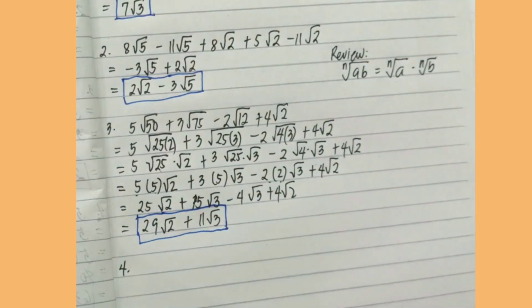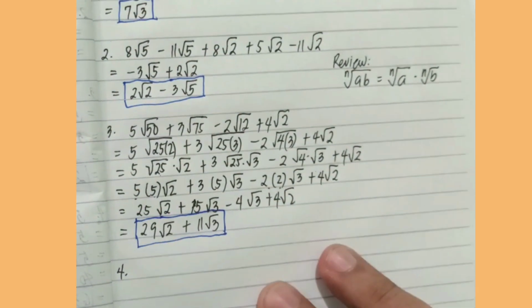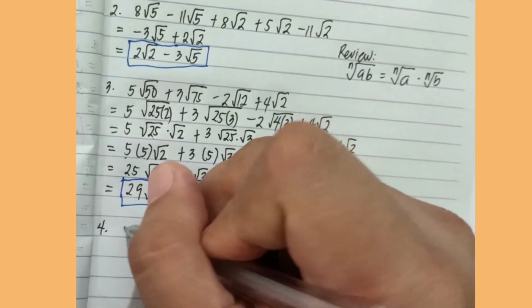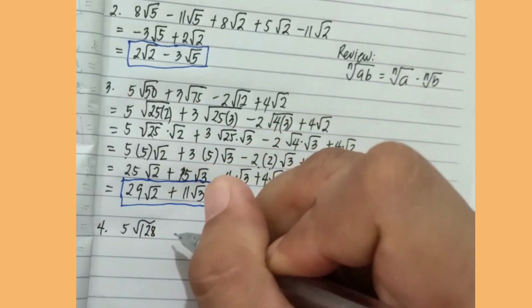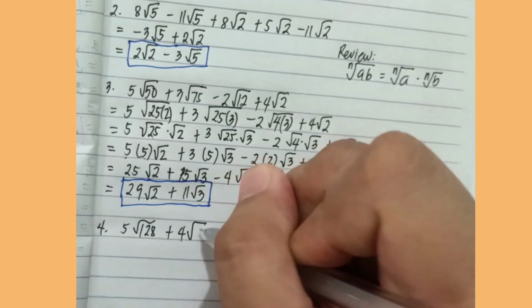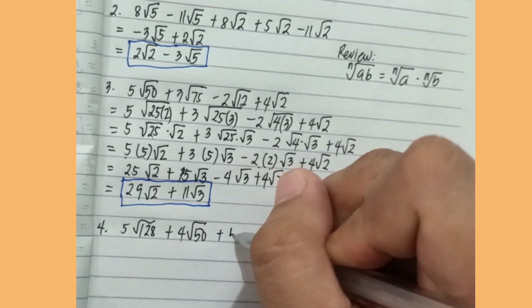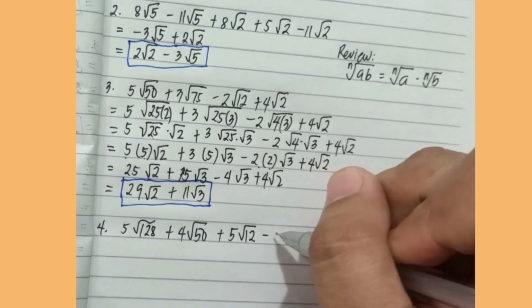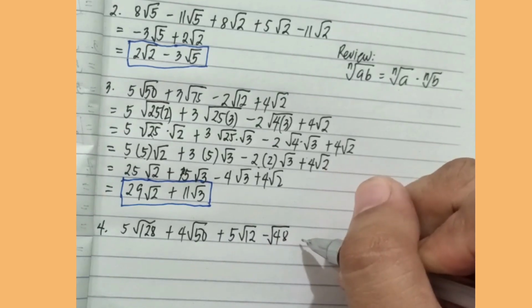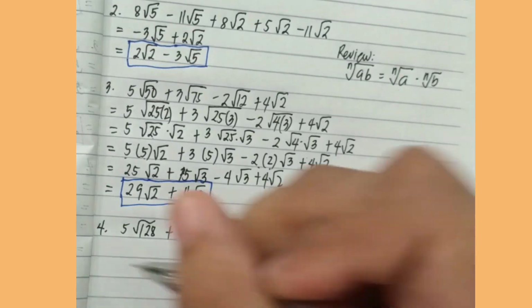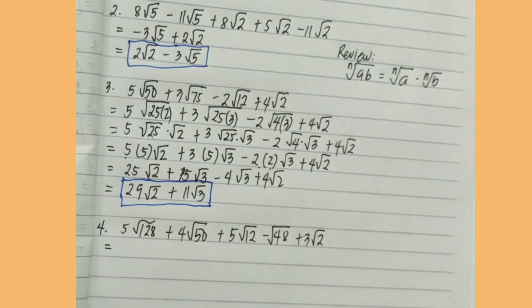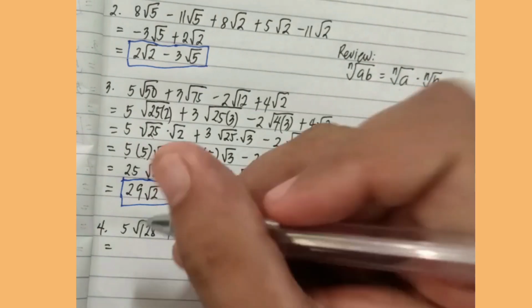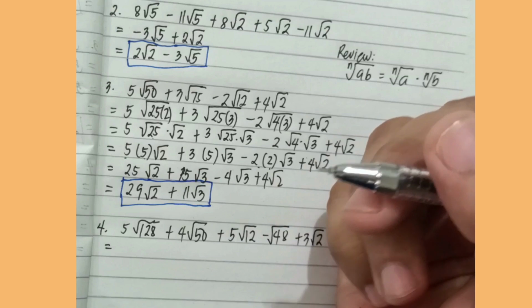Okay, next we have the problem: 5 square root of 128 plus 4 square root of 50 plus 5 square root of 12 minus square root of 48 plus 3 square root of 2. So again, as we check them, we cannot add automatically because they don't have the same radicand, but they have the same indices. All we have to do is to factor it out so that one of the factors is a perfect square.